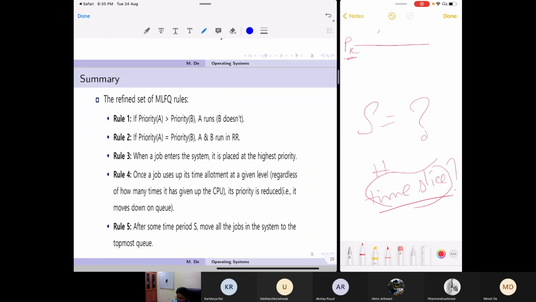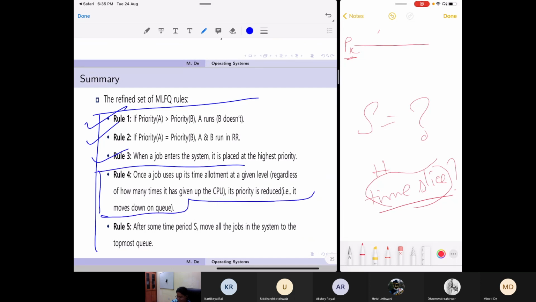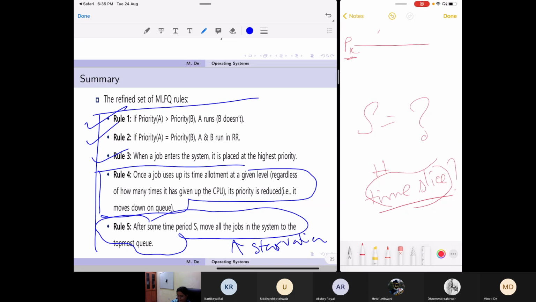So, in summary, I have these 5 rules. So, rule number 1, 2, this is nothing to say. Rule number 3 also is nothing. This rule number 4 is the main thing. And rule number 5 is actually for removing the starvation, right? In a nutshell, these are the 5 rules.